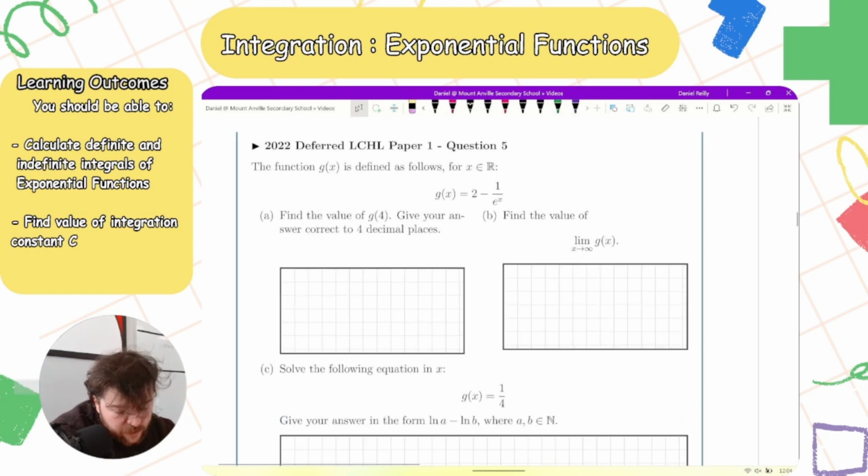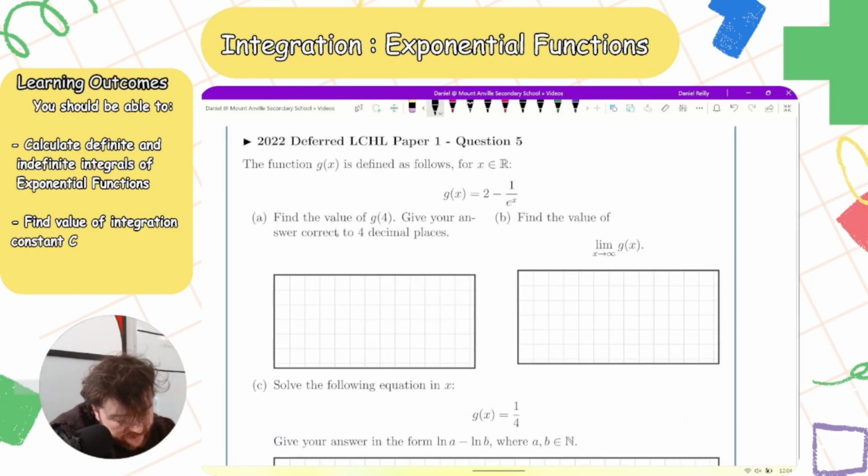Right, let's look at this one now from 2022. Find the value of g of 4. Give your answer correct to 4 decimal places. G of 4 is just going to be equal to 2 minus 1 over e to the power of 4. That is going to be equal to 1.9817.